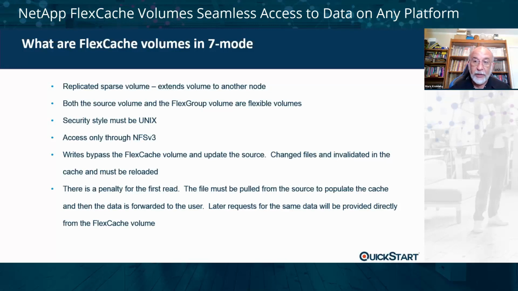In both cases, they're sparse volumes. Sparse meaning it only contains the active data set. It's not a full image of that particular volume. In 7-mode, the source and the destination were both flexible volumes. As we're going to see in a couple of slides, that's not the case in cluster mode, in ONTAP 9. The security style had to be Unix at the origin volume in 7-mode, and the only access was through NFS version 3.